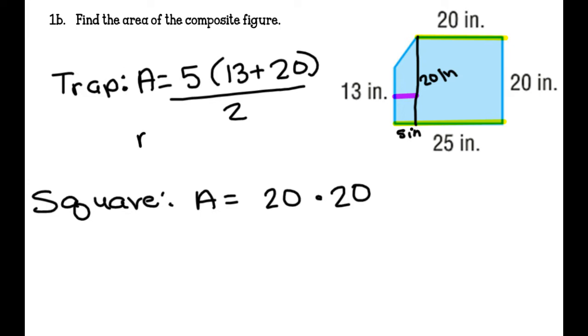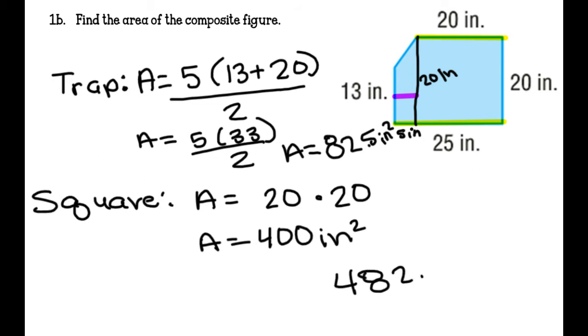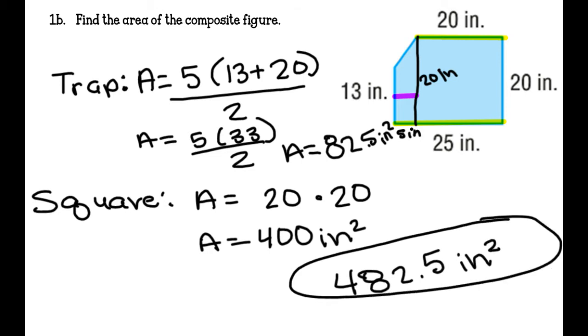Area of the trapezoid, I solved that. I have 5 times 33 divided by 2. Since I don't have a ton of room, I'm just going to plug it straight into my calculator. And that gives me 82.5 inches squared. And area of the square is 400 inches squared. So add these together and we get 482.5 inches squared. Circle it, and that's my answer.